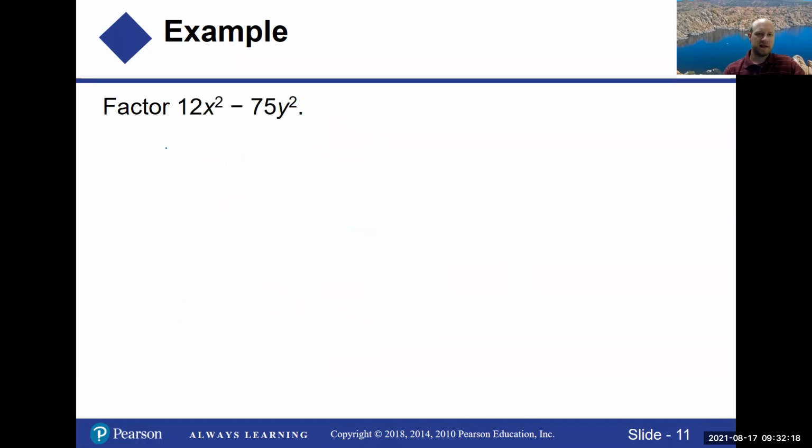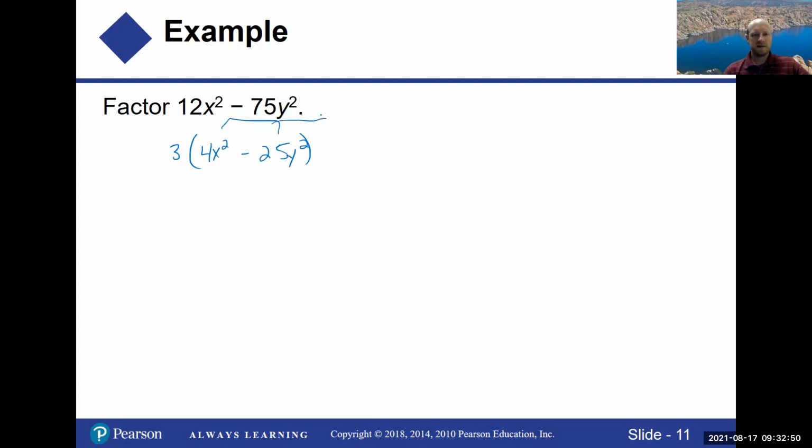Next example, 12x squared minus 75y squared. I have 2 terms, and neither of them are, right now at least, perfect squares. So I can't look at that, but I can still do step 1, right? Look at the GCF. Well, I think 3 goes into both 12 and 75. So if I take a 3 out, I'm going to be left with 4x squared minus 25y squared.